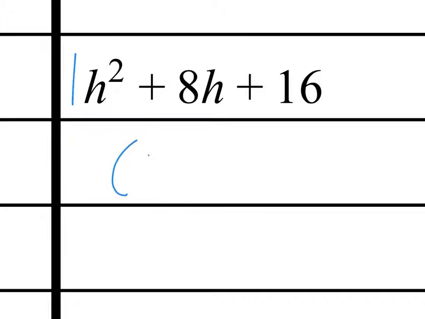So it's going to be h plus 4. So the square root of the first term, the square root of the last term, squared. If you want, you could put 1h, but you don't need to. So this is a perfect square. You square it out, you get that. That's a shortcut.